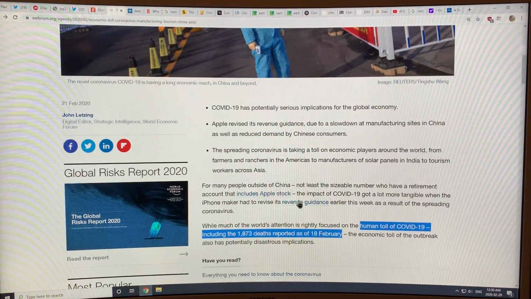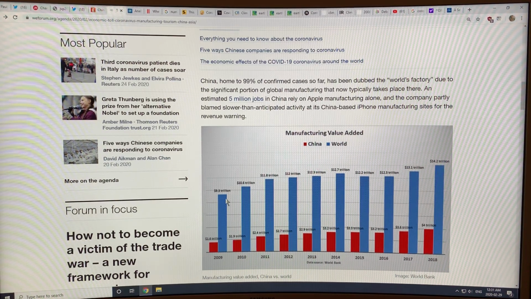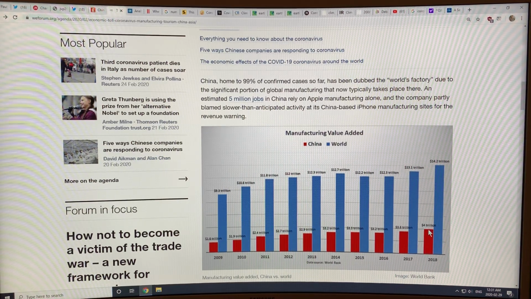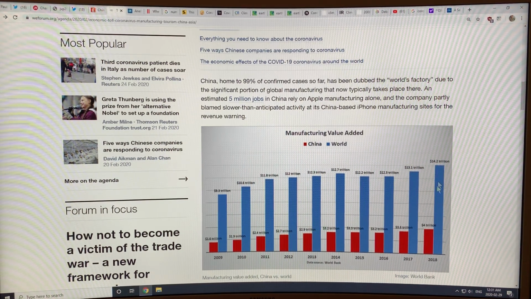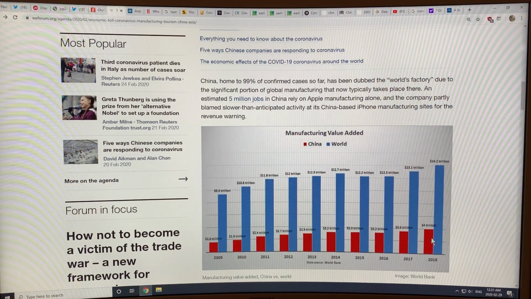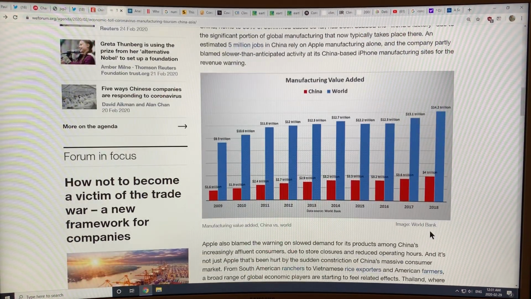So this talks about some of the effects and so on. This is manufacturing value added. So this is China here, and the blue is the world. So 14.2 trillion in the world, of which 4 trillion. So 4 trillion is about a third to a quarter. It's 4 over 14, about 2/7, right? It's a huge chunk of world production, between a quarter and a third.